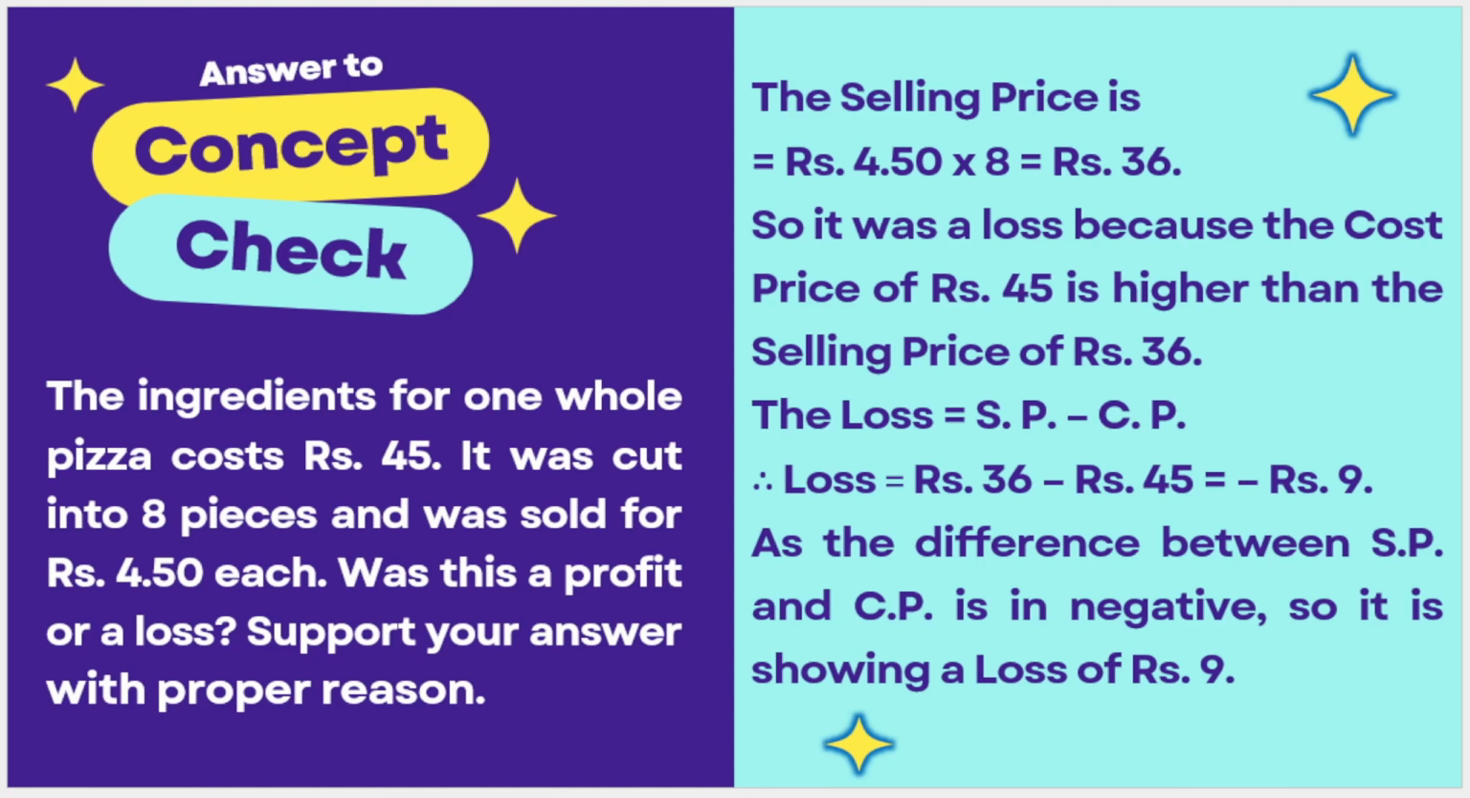We can also calculate the actual amount of loss by finding the difference between the selling price of rupees 36 minus the cost price of rupees 45, which comes to -9. As the difference between selling price and cost price is negative, it is showing an actual loss of 9 rupees.